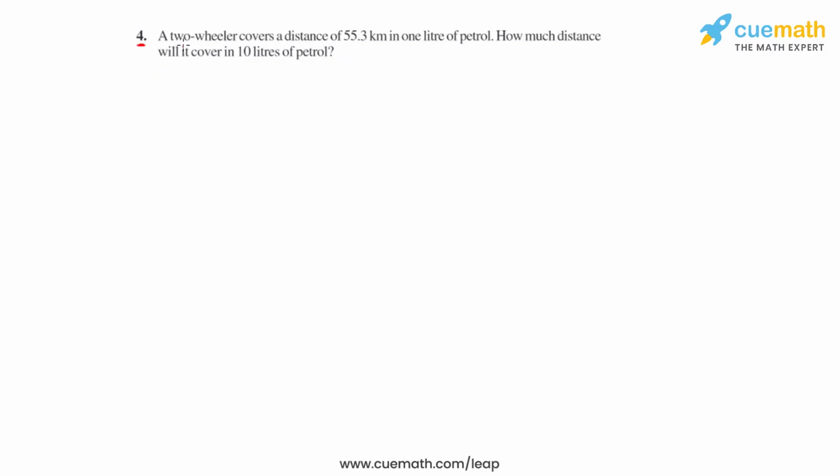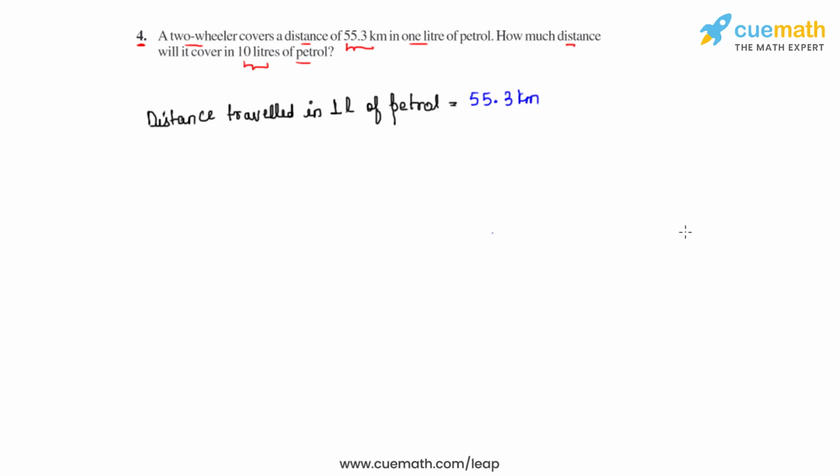Question number 4 says that a two-wheeler covers a distance of 55.3 kilometers in 1 liter of petrol. How much distance will it cover in 10 liters of petrol is what we have to find out. So we'll first be writing the distance traveled in 1 liter of petrol, which equals 55.3 kilometers. The next thing that we have to find is the distance traveled in 10 liters of petrol.